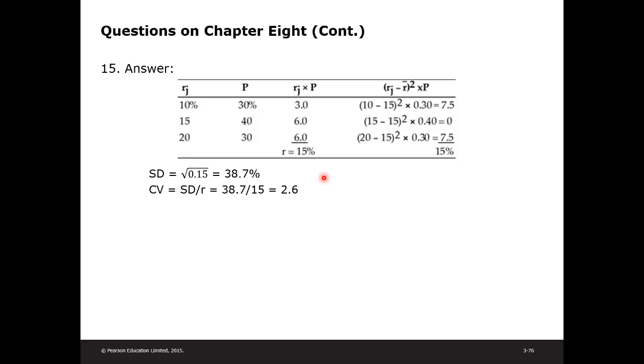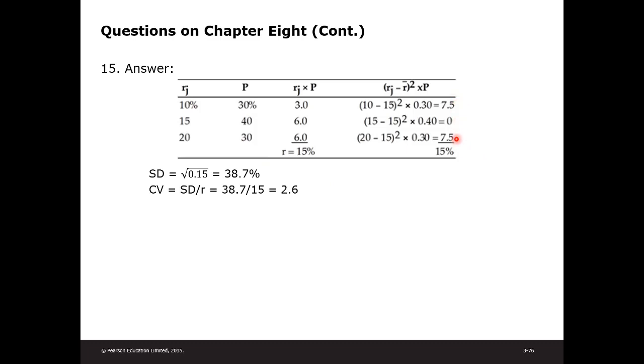Then, in order to calculate the variance, we first subtract the expected return from the actual return in order to know the deviation between the expected and the actual returns. Then raise it to the power of 2, and then multiply it by its probability again. So the first variance term will be 7.5. The second will be 0, because it will be 15 minus 15, which gives us 0. And the last one will be 20, the actual return, minus 15, the expected return, to the power of 2, multiplied by its probability, which is 30%, which gives us 7.5.